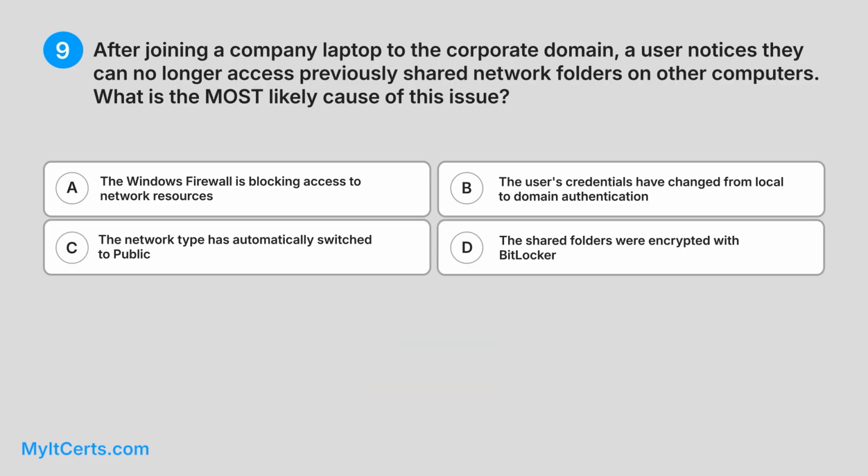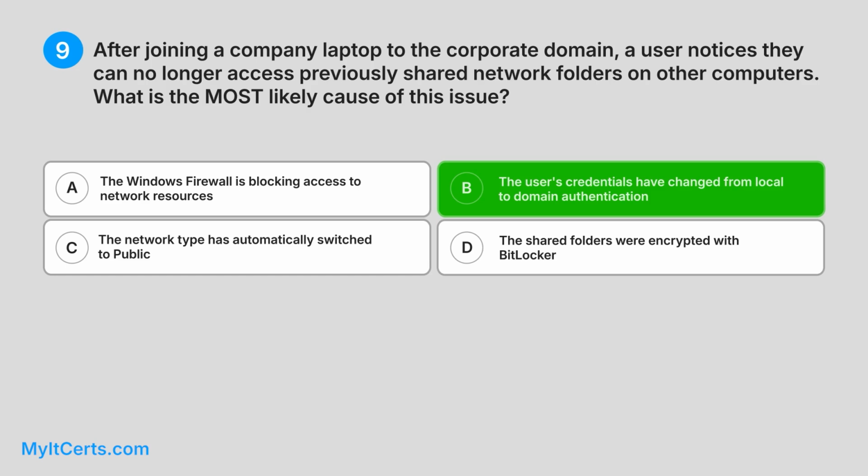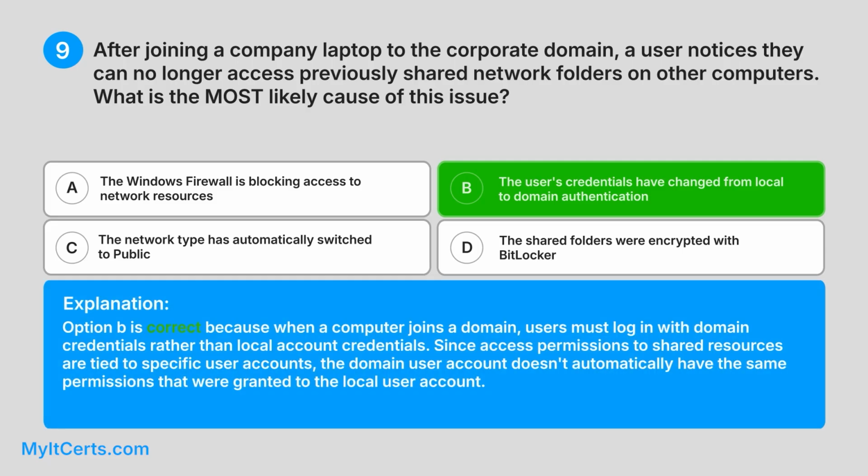Correct answer: B. The user's credentials have changed from local to domain authentication. Explanation: Option B is correct because when a computer joins a domain, users must log in with domain credentials rather than local account credentials. Since access permissions to shared resources are tied to specific user accounts, the domain user account doesn't automatically have the same permissions that were granted to the local user account.